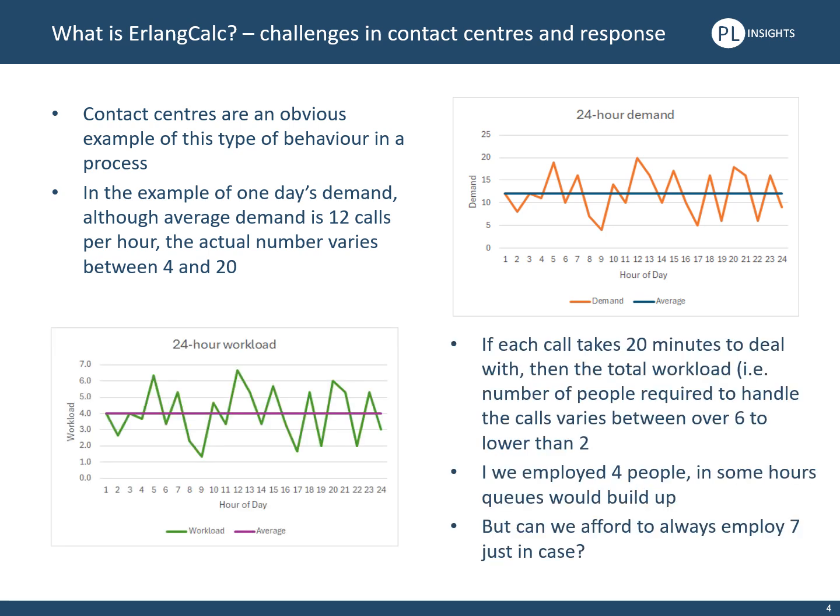If in that example each call takes 20 minutes to deal with, then the total workload, i.e. the number of people required to handle the calls, varies between over 6 to fewer than 2. In the chart on the left, the mauve line shows the effect if we employed 4 people to handle that workload. We can see that in some hours they would be twiddling their thumbs some of the time, but in other hours they would have too much work on and queues would build up. If we didn't ever want any queues, we'd probably need to employ 7 people to be certain of doing that, but can we afford to do that?